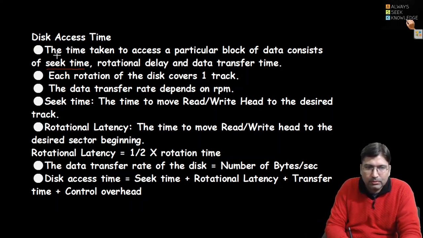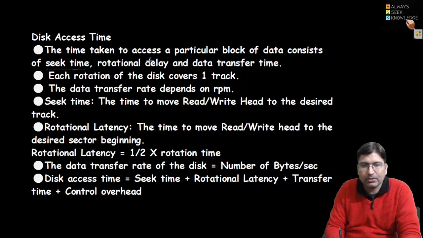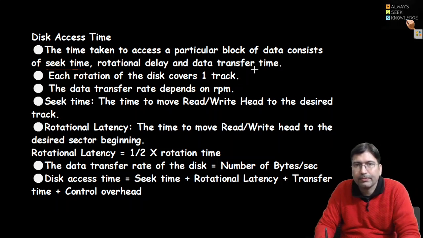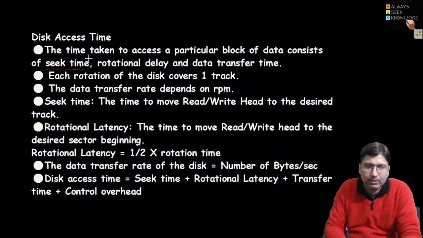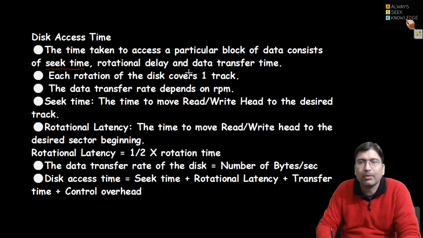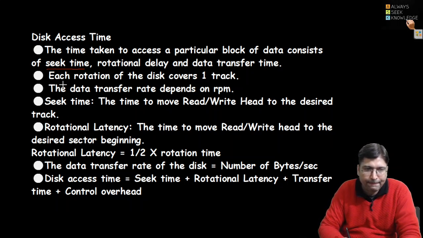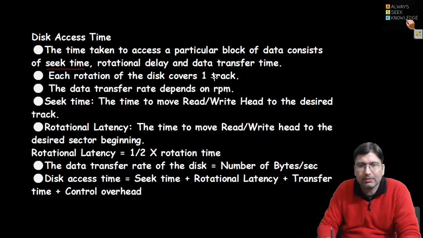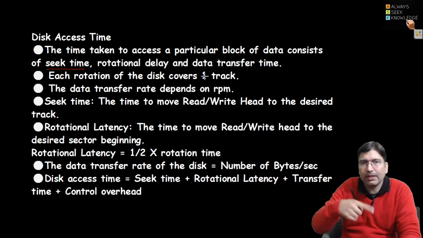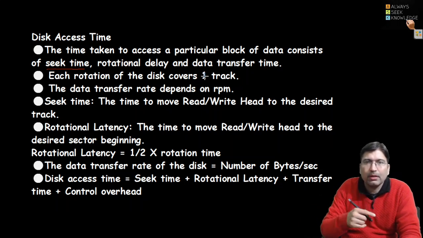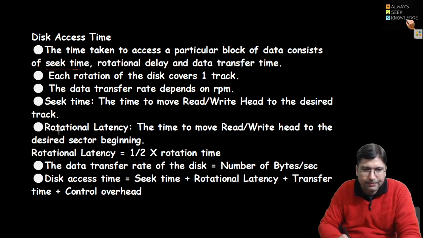So the total access time will consist of these three: seek time plus rotational delay plus data transfer. There may be some overhead also, but primarily these three we need to add in order to find out the total access time of a particular block of data. Each rotation of the disk covers one track. So if a disk makes one revolution, one track will be covered in one rotation.